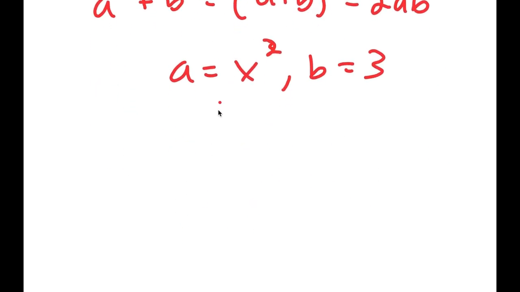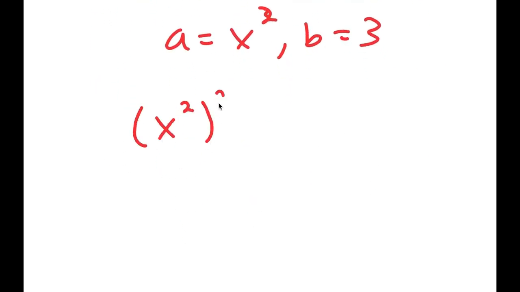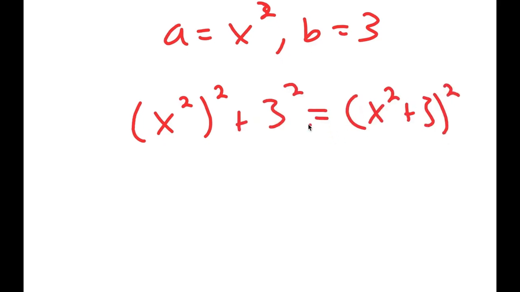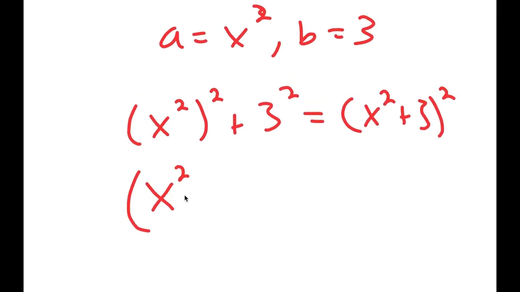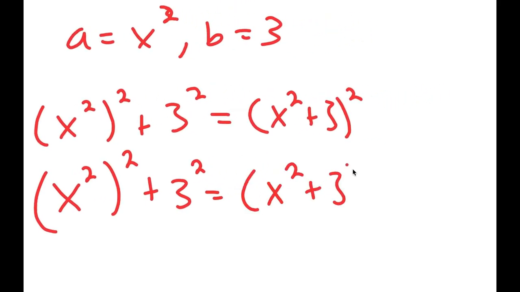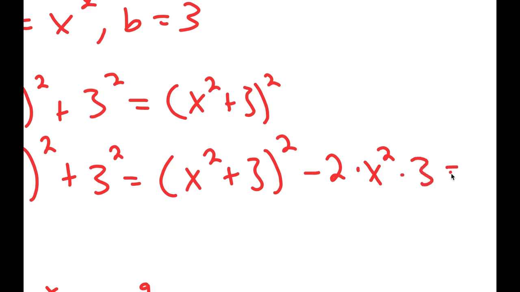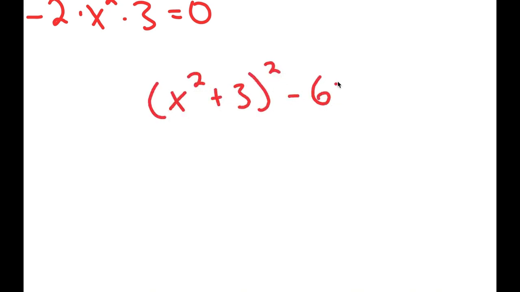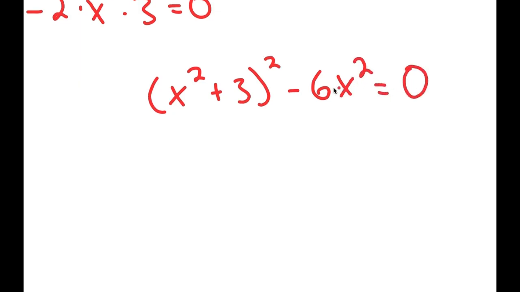Going back over here, so I get x squared to the power of 2 plus 3 squared is equal to (x squared plus 3) squared minus 2 times x squared times 3 is equal to 0. So now from here, I get (x squared plus 3) squared minus 6x squared is equal to 0.